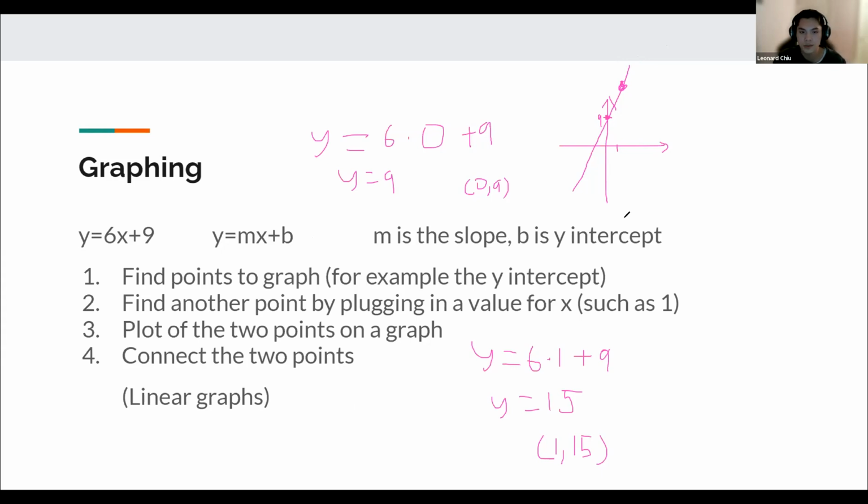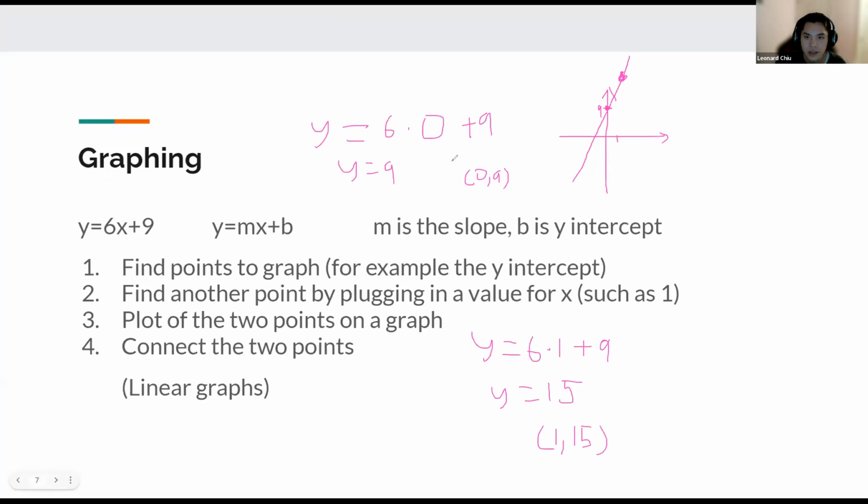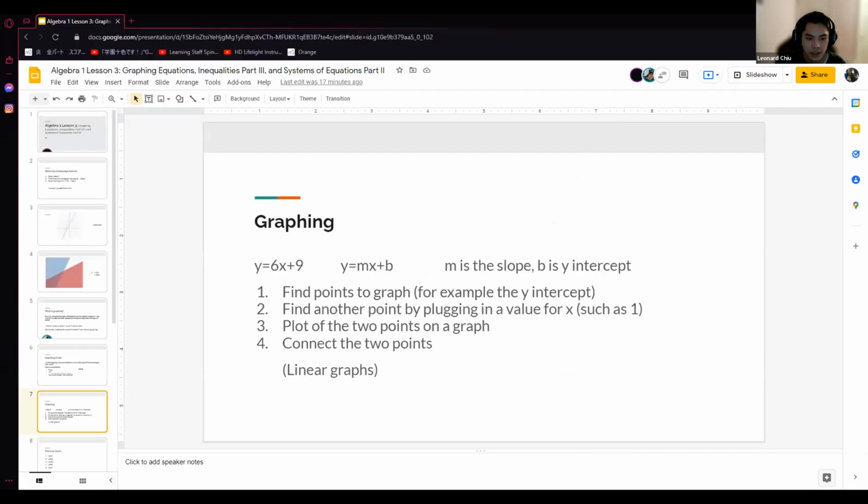I'll show you guys on Desmos real quick. Let me clear my drawings real quick. Wait, tell me if you guys can see it.